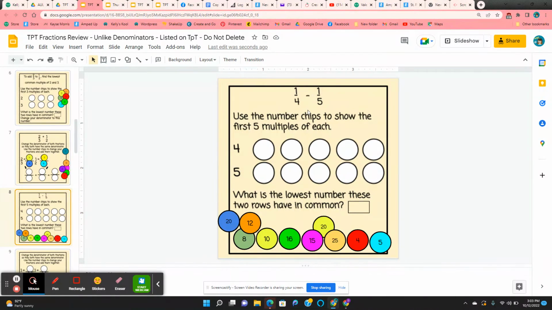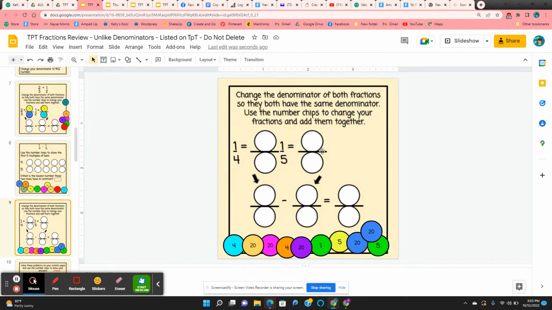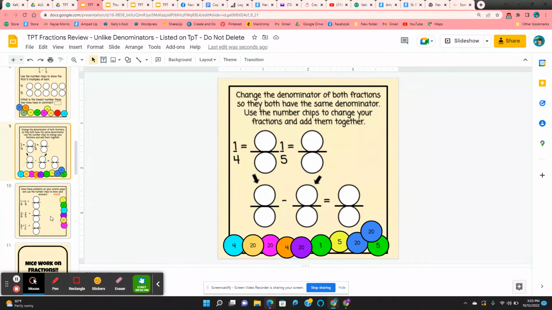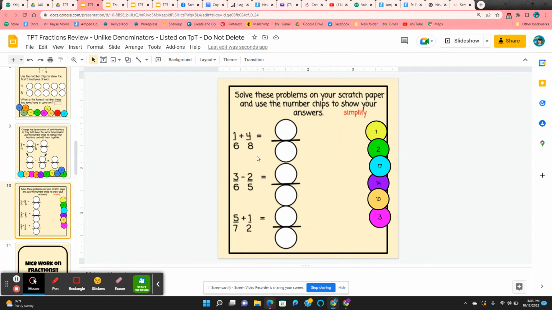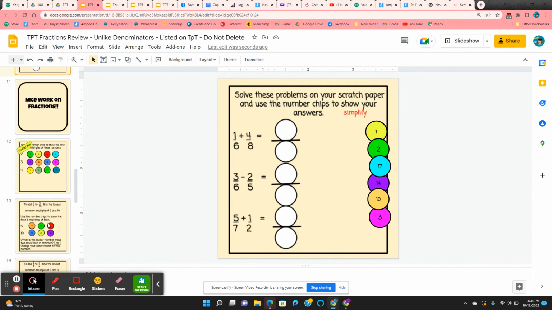Now they're going to have a subtraction problem. Again, they have to find the lowest common multiple, type it in the box, and then convert their fractions so that they have that number for a denominator. Then they can subtract and get the answer. And then they're given some problems just to do. They may need scratch paper, but then the final answer will be here on the slide. They want to make sure that they simplify. Okay, so that's good practice for the students.